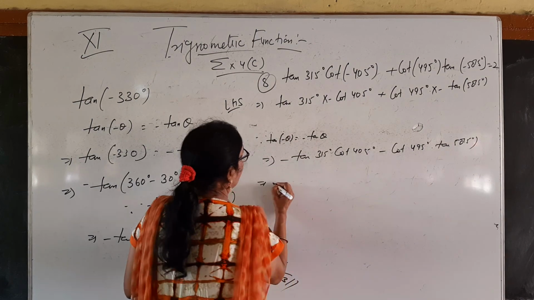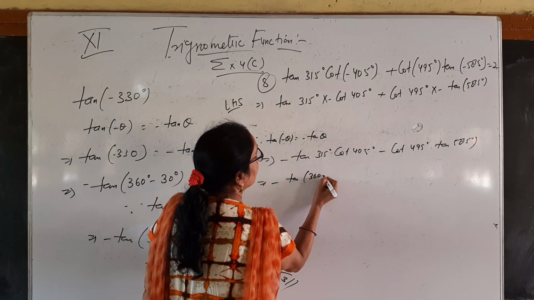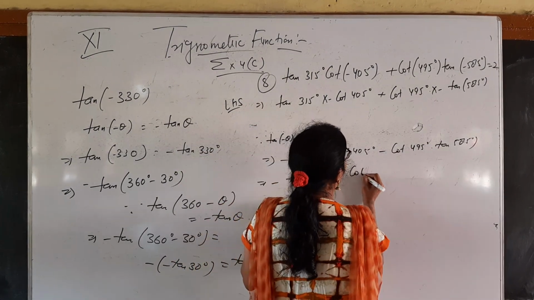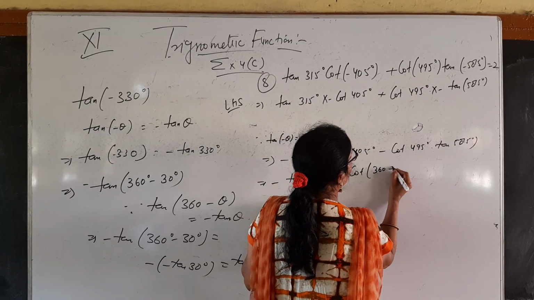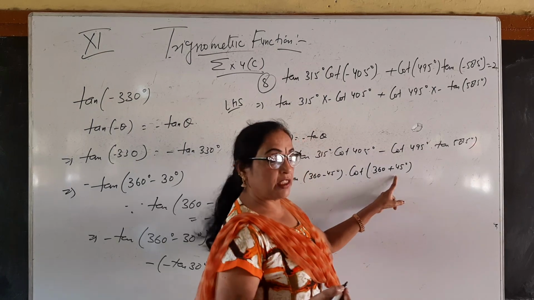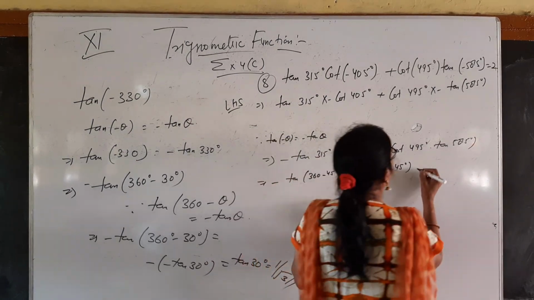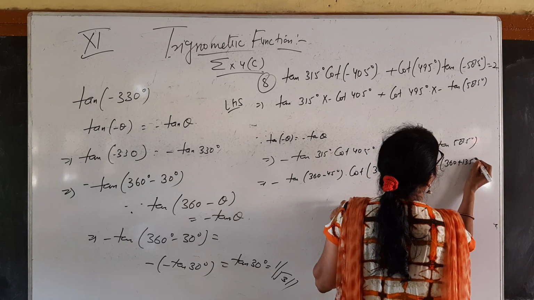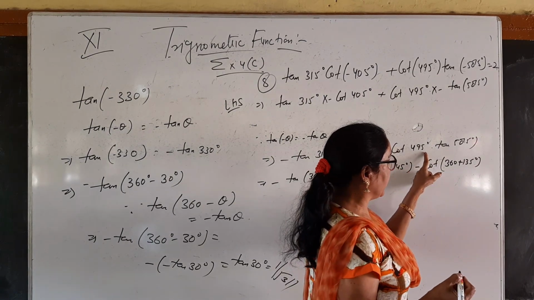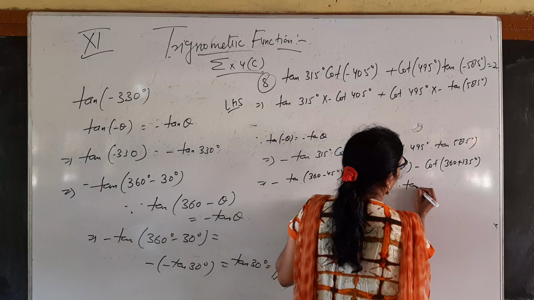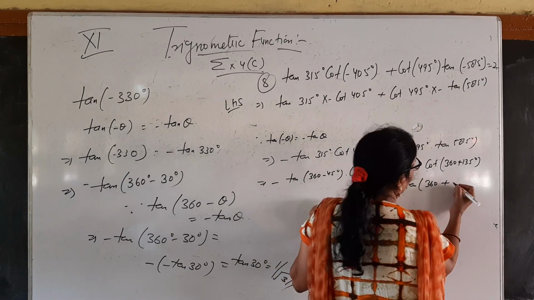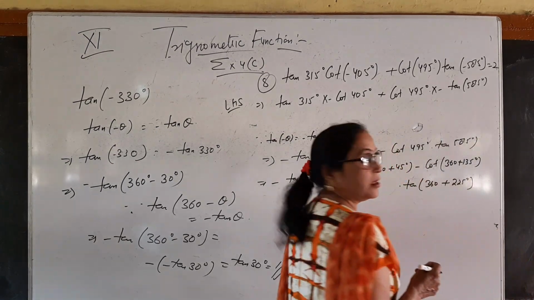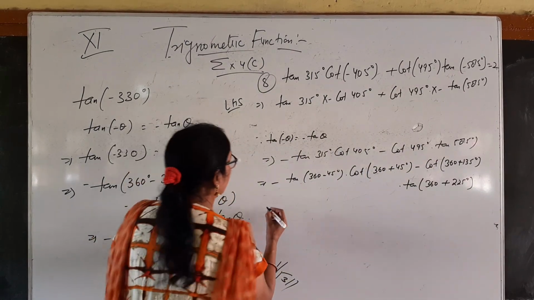So we can write here minus tan 360 minus 45 degree, that is 315 degree, into cot 405 degree, which means 360 plus 45 degree. 360 plus 45, it will be 405 degree, minus cot 360 plus 135 degree. 360 plus 135, it will be 495 degree, into tan 360 plus 225 degree. Now use the formula.